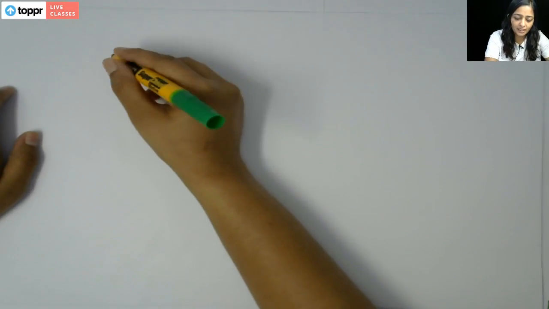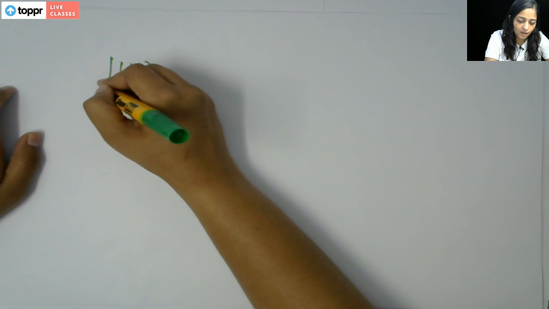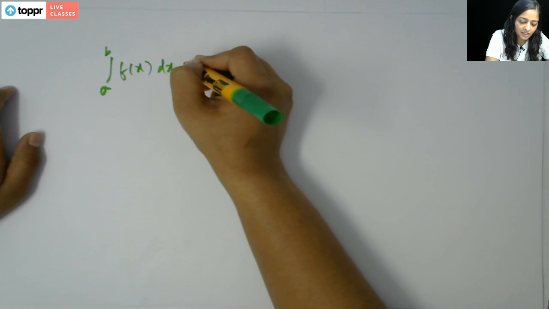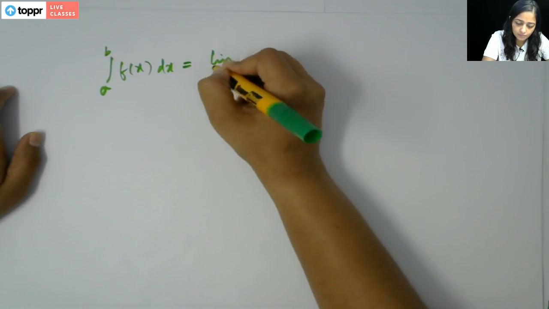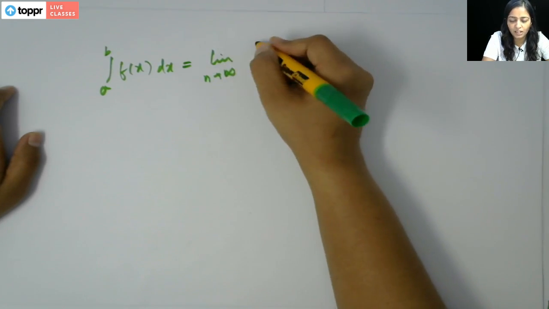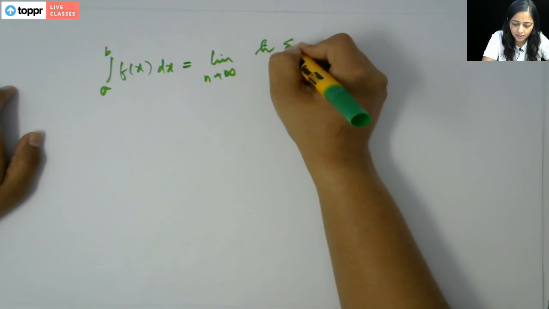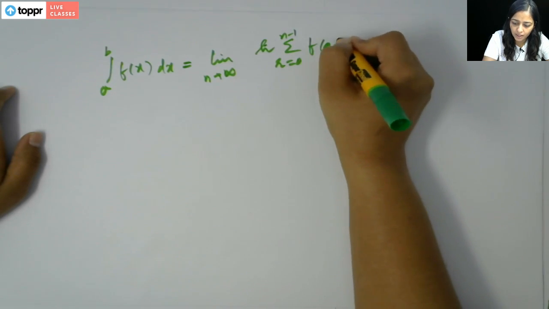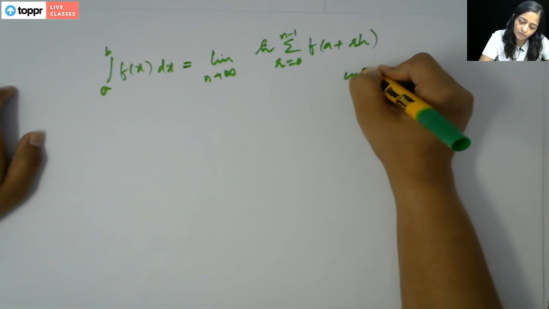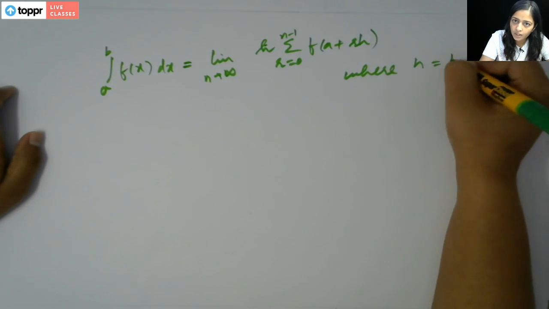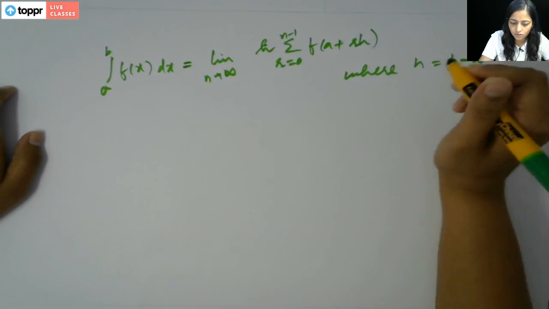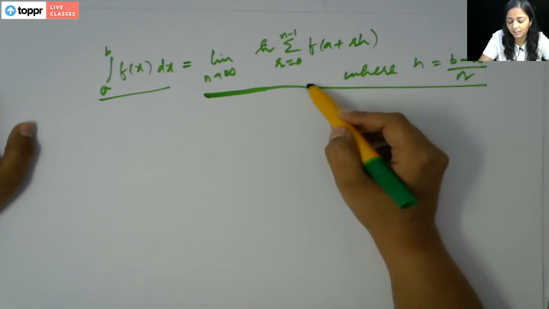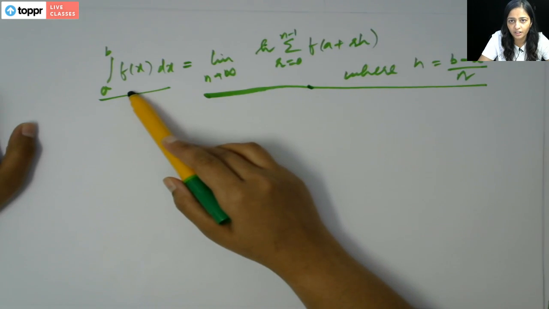Another way to represent a definite integral is, suppose you have the integration of a function f(x) from a to b dx. It can be represented in the form of an infinite series with limit n tending to infinity, summation r equal to 0 to n minus 1 of f of a plus rh, where h is equal to (b minus a) by n. So a definite integral can be expressed in the form of this series, or conversely this series can be expressed in the form of a definite integral.